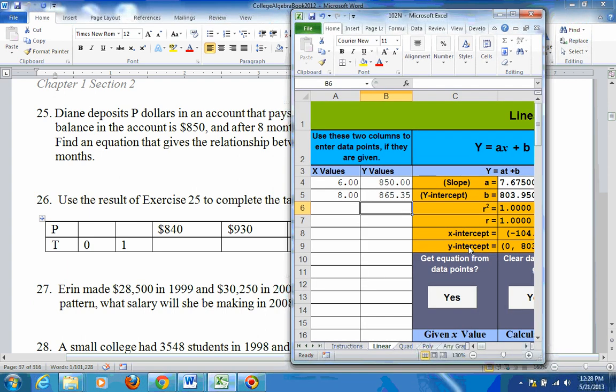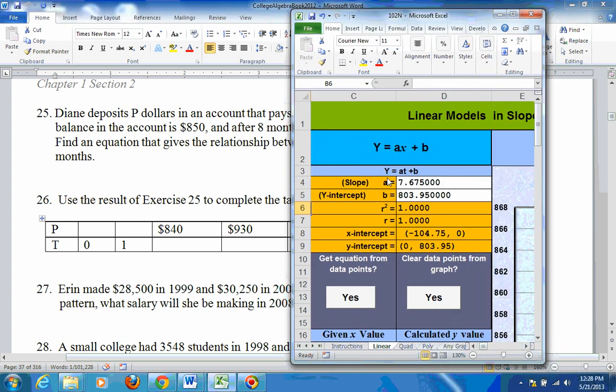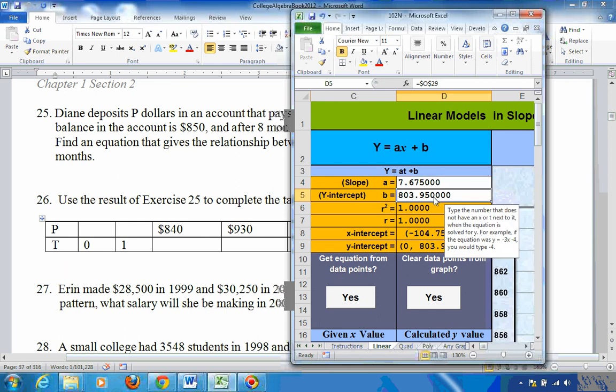If you see that these values change, the A and the B, as you type them in, then you don't need to even worry about clicking that button. But that would be the equation. That would be the slope. That's how much her interest is going up, and here's the initial amount that she must have deposited.